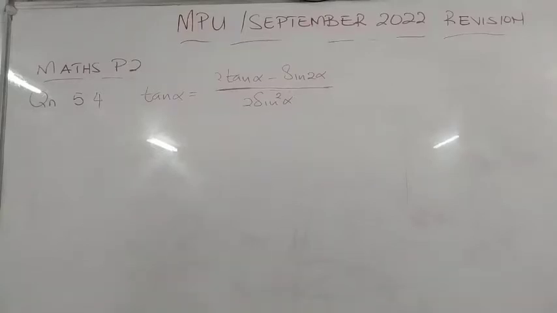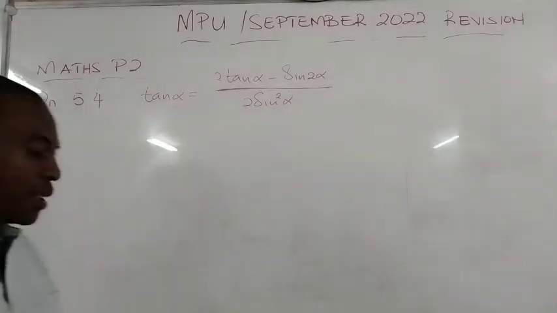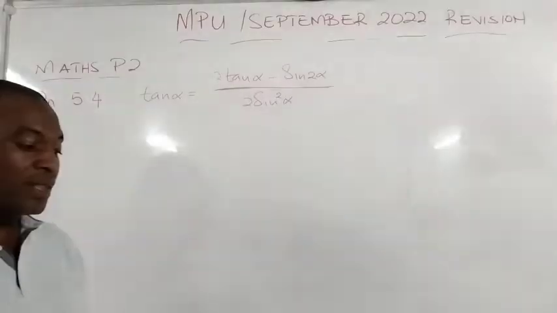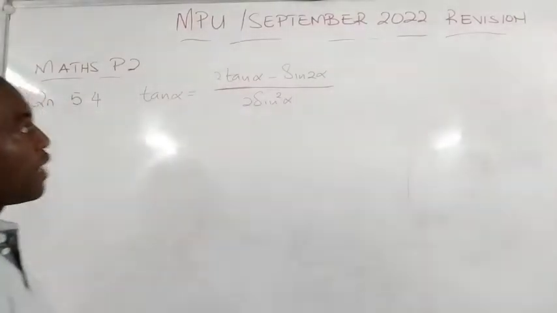Now let's look at 5.4. In 5.4, we are given tan alpha equals (2 tan alpha minus sine 2 alpha) over 2 sine squared alpha. 5.4.1, determine the general solution for which the identity is undefined.